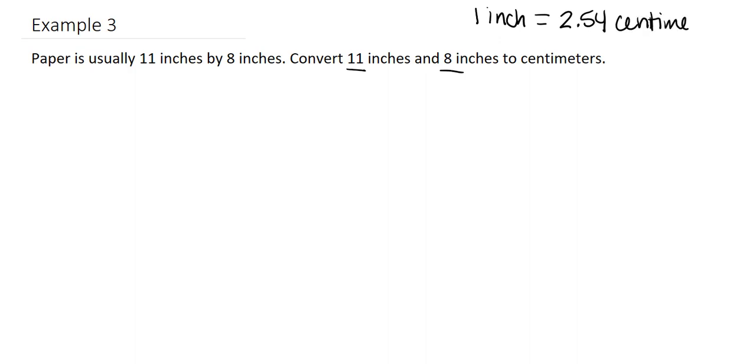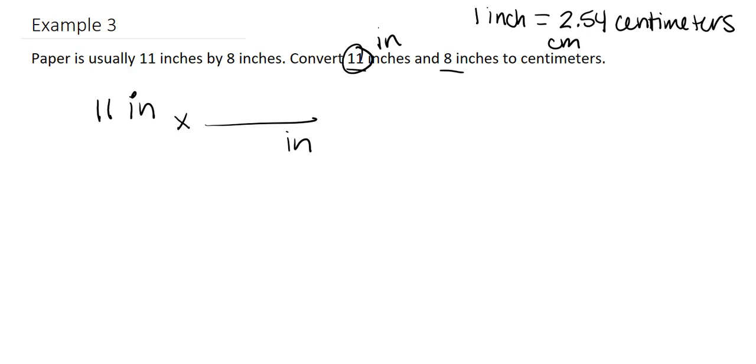Centimeters. Now, inches can be IN, centimeters can be cm. So let's go ahead and first convert 11 inches. 11 inches, we'll put IN. Well, we need to put inches on the bottom because we need to cancel it. Therefore, we have to have centimeters on the top. So therefore, we can go ahead and cross out inches and we're left with centimeters.